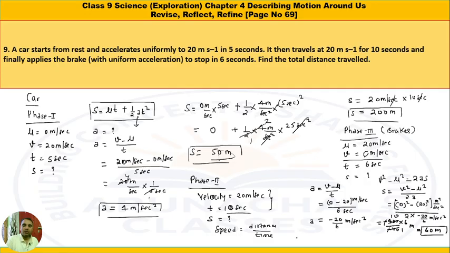So if I add all these three phases, in phase 1 the distance is 50 meter, in phase 2 the distance is 200 meter, and in phase 3 the distance is 60 meter. So if I add all the three, 250, 310 meter. So 310 meter is the total distance traveled by the moving car. So this way we will solve this question. Hopefully you will understand.